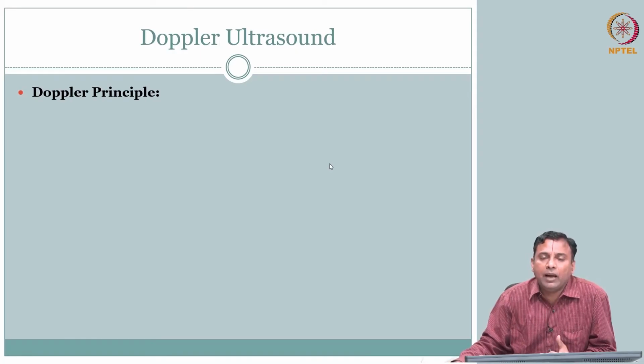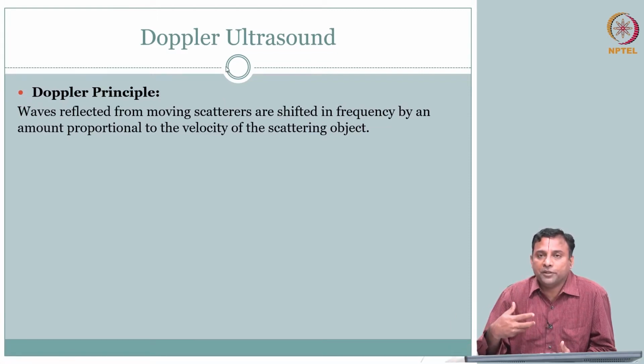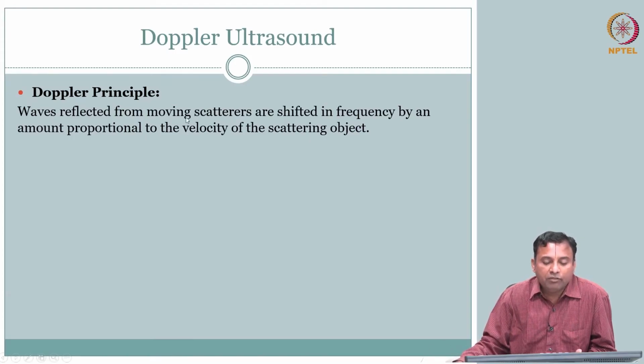So the same principle, when applied to an ultrasound signal, not a sound signal, which is not a big deal, only the frequency range is different, is what is called Doppler ultrasound, which is exploited mostly for moving objects. What are moving objects? Mostly it is blood. So waves reflected from moving scatterers are shifted in frequency, and the more important thing is that the amount of shift is proportional to the velocity of the scattering object.